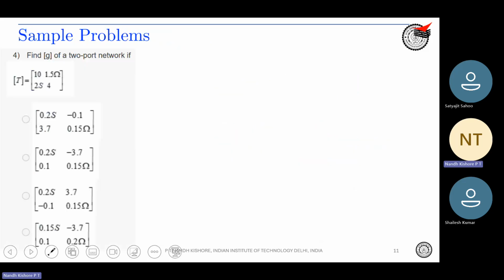Okay, so we will move to this question. We'll start from question number 4 of week 5: find G of a two-port network if T is equal to, T means obviously the ABCD parameters. So T is equal to 10, 1.5, 2S, and 4. Obviously, we just saw this previously, right?